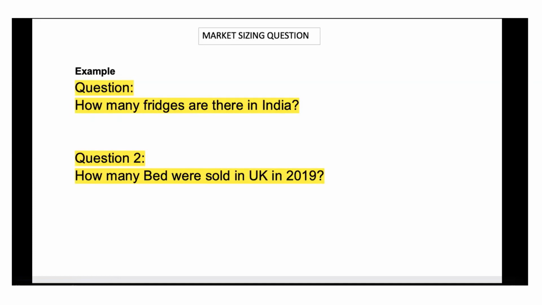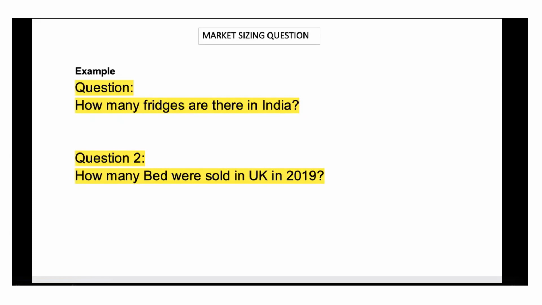And the same applies to how many beds were sold in the UK in 2019. Okay, so how would you approach question two? How many beds were sold in the UK in 2019?